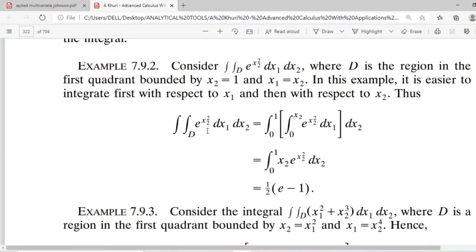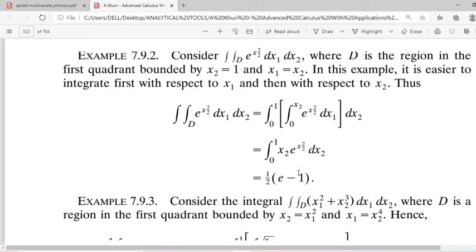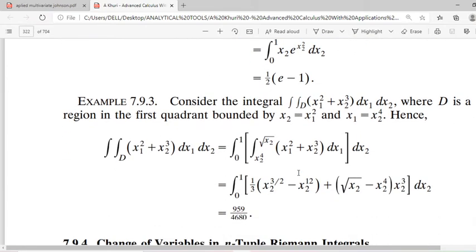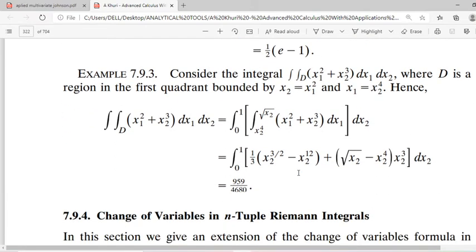So the double integral over D of e raised to x2 square dx1 dx2 equals the integral from 0 to 1 of the integral from 0 to x2 of e raised to x2 square dx1 into dx2. You can simplify like this. One more example is there. You can do it in your notebook, or you may try yourself. I have done 2 examples. You can try these examples yourself.